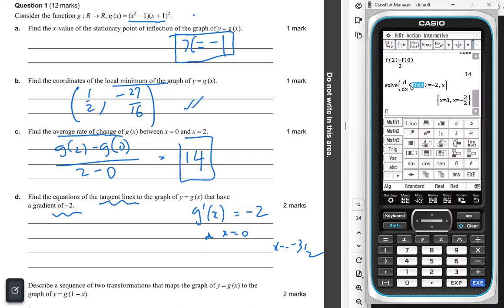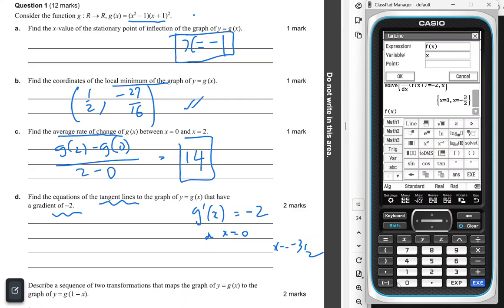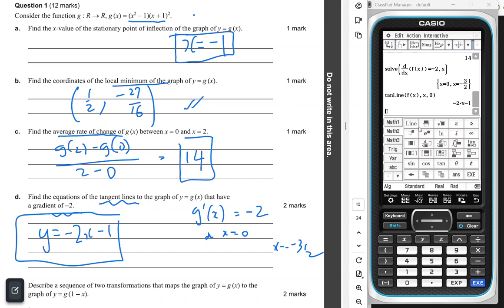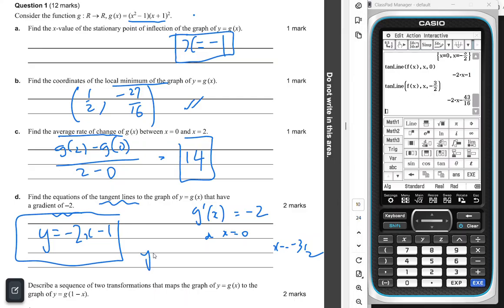So if I take f of x and I calculate the tangent line at x equals 0, I get y equals -2x minus 1. And if I take the tangent line at x equals -3 on 2, I get y equals -2x minus 43 on 16.